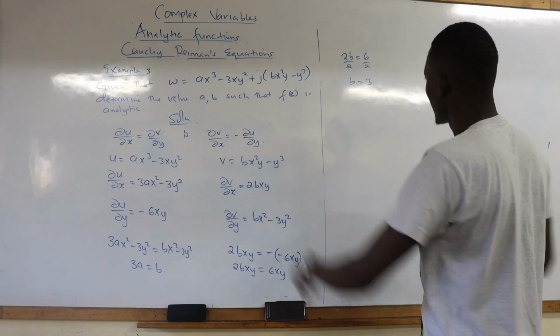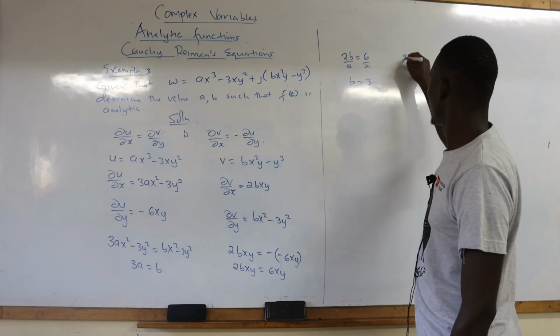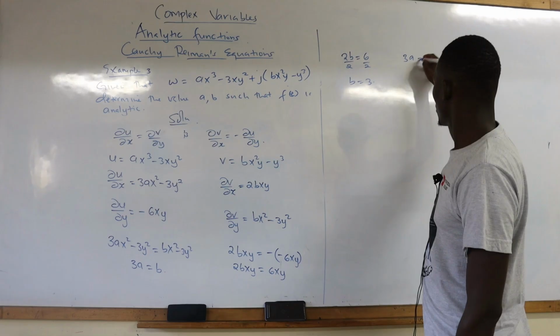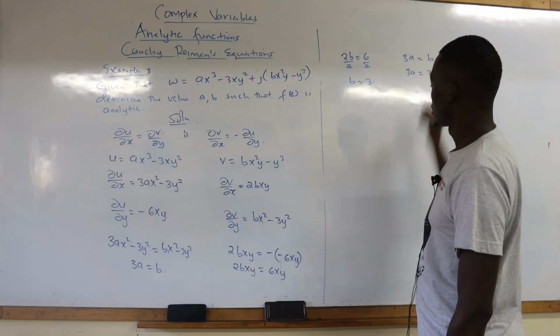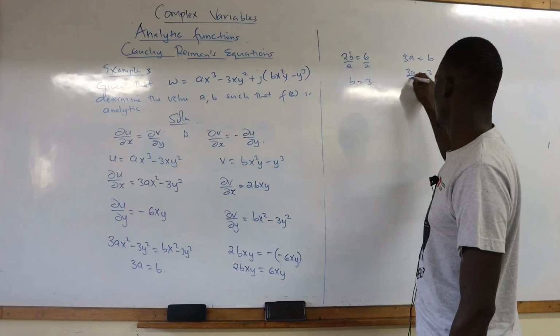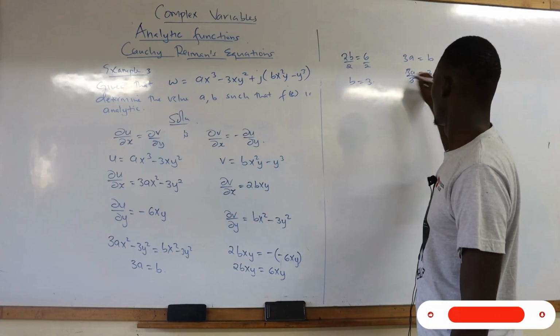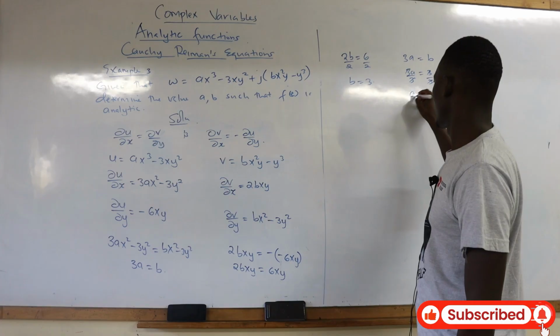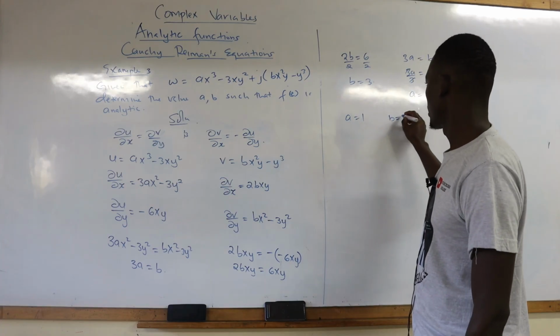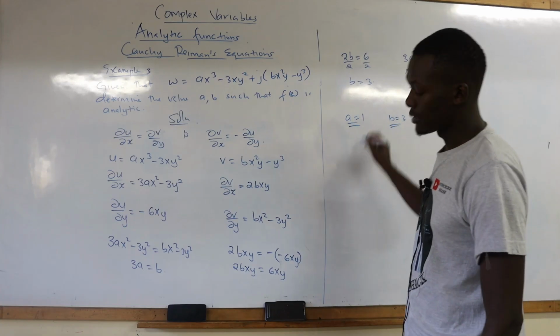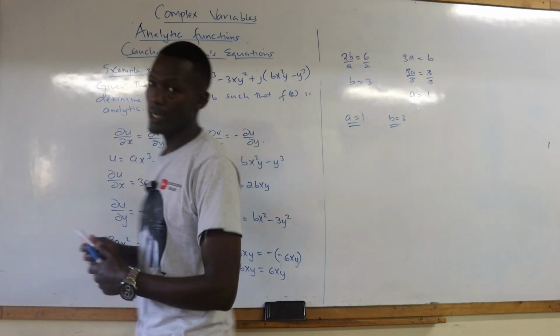Now you come to the first part where we had 3a equals b. Our b value is 3, so 3a equals 3. Dividing both sides by 3, a equals 1. So your value of a equals 1 and b equals 3 for that particular function to be analytic.